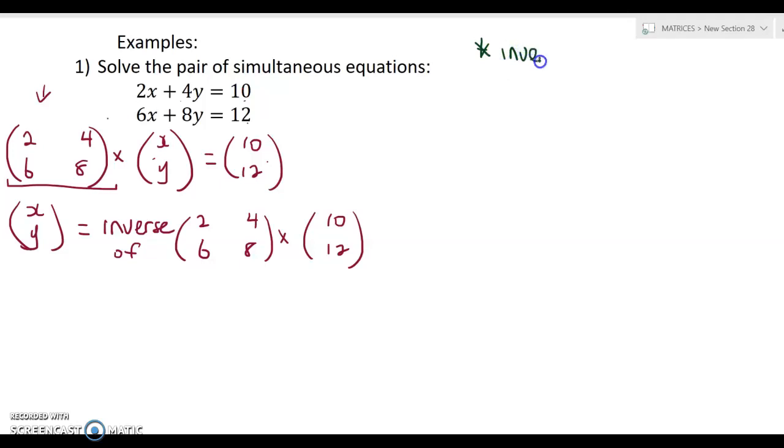So the inverse of the matrix, right, is what? Remember, the inverse is 1 over the determinant, and my determinant is what? 2.